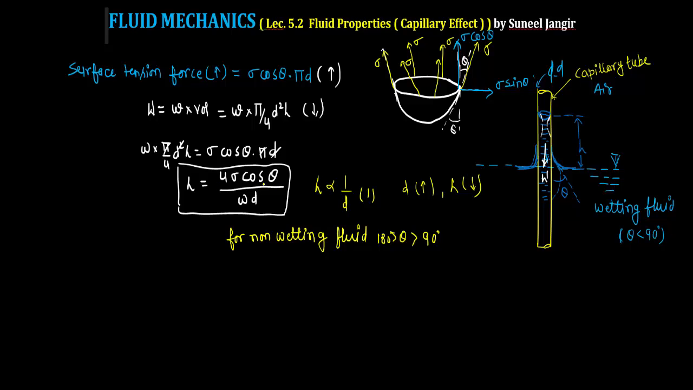Alright, we know that when the cos theta term has theta greater than 90, this whole term will be negative. So in that case the height is negative. We can conclude from this that for wetting fluid the height is positive because theta is less than 90, and that's why we define this as capillary rise. And for non-wetting fluid, as theta makes this whole value negative, there is a fall of liquid, that is capillary fall.